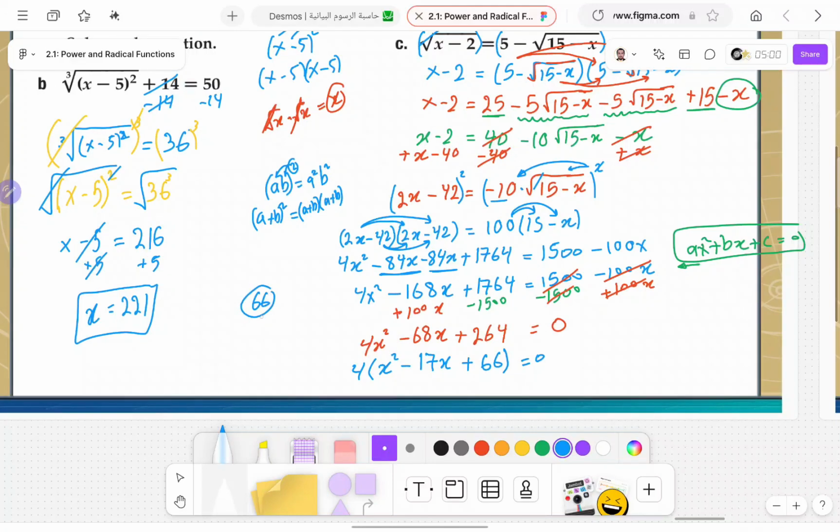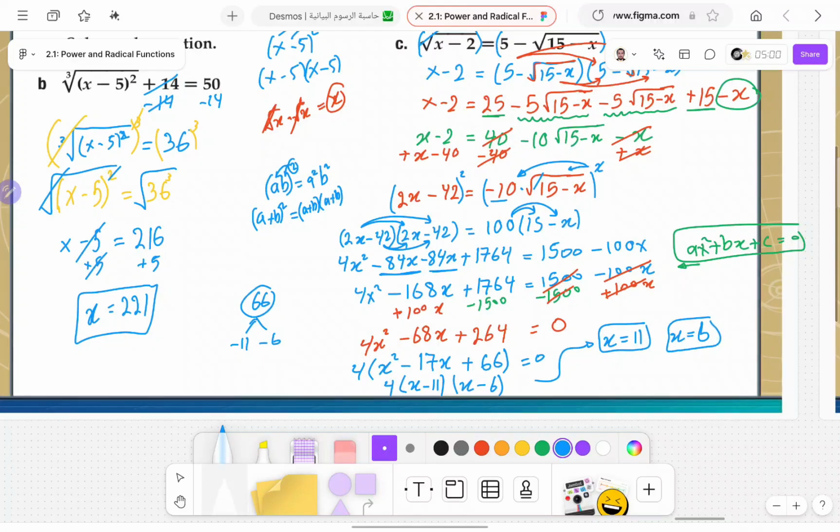For the 66, find two numbers that, if I multiply them, I get 66, and if I add them, I get negative 17. It's negative 11 and negative 6. So negative 11 times negative 6 is equal to positive 66, and if you add them you get negative 17. So now the answer will be 4 times x minus 11 times x minus 6 equal 0. So the final answer will be x equal 11 and x equal 6. So these are the two answers.